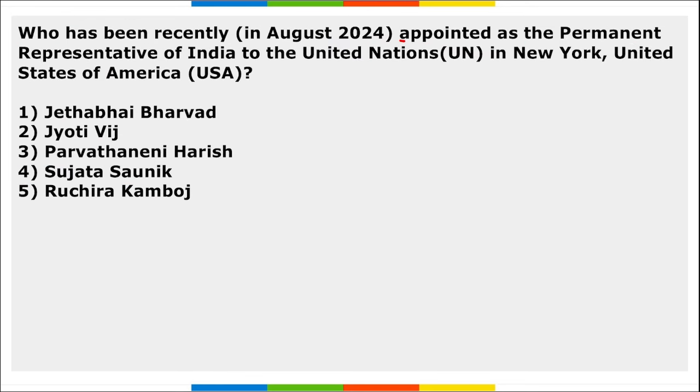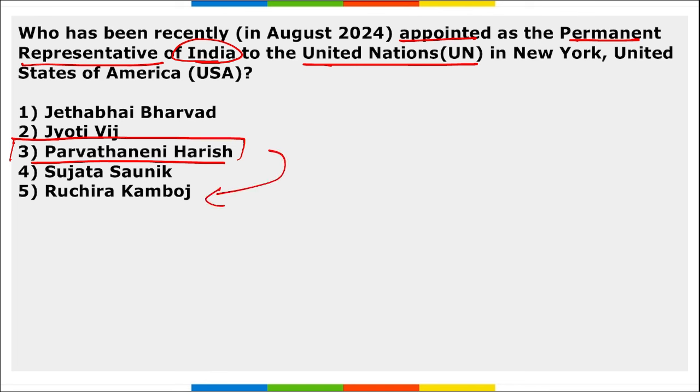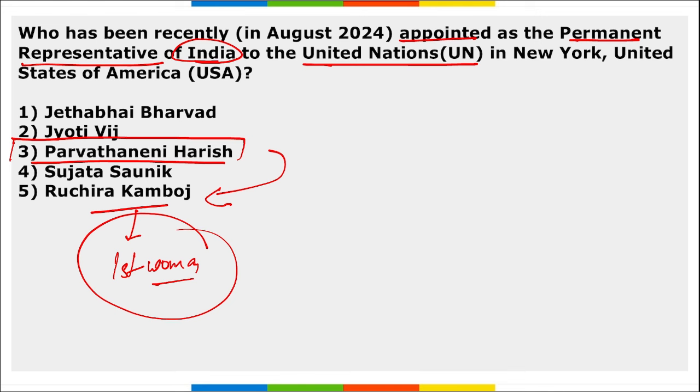Next, who has been recently appointed as the Permanent Representative of India to United Nations in New York, USA? So, Parvathaneni Harish, right? P. Harish has been appointed as the Permanent Representative of India to United Nations in New York, USA, and he will be succeeding Ruchira Kamboj. Ruchira Kamboj, she was the first woman to become the Indian ambassador to UN.